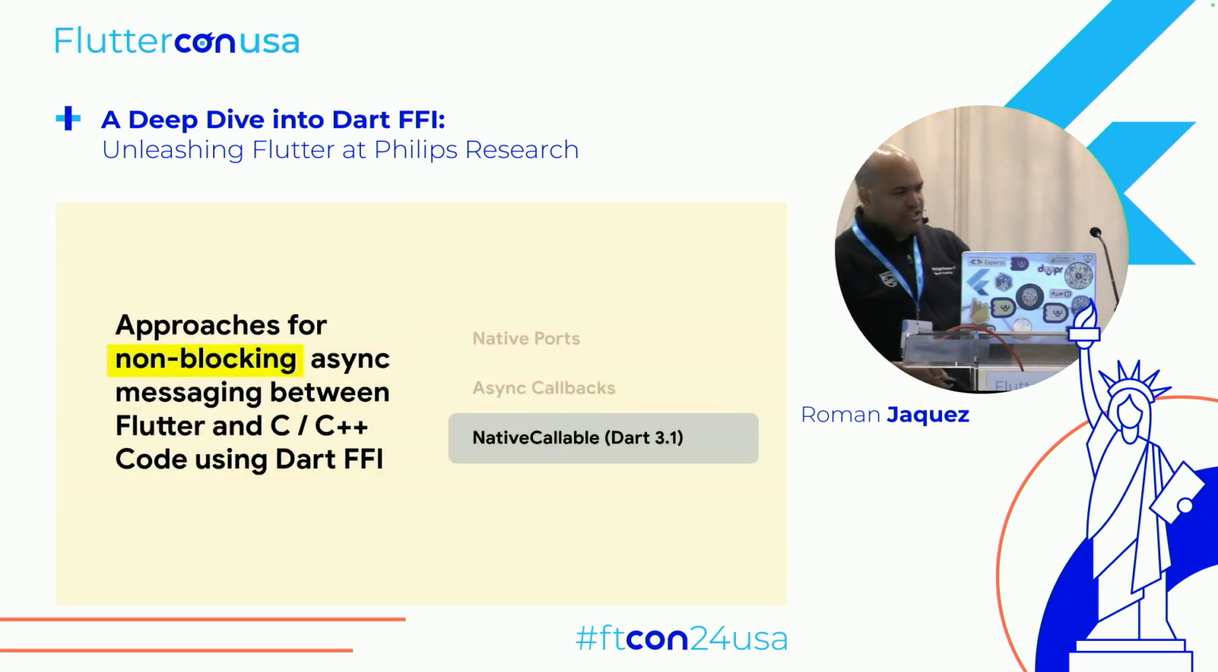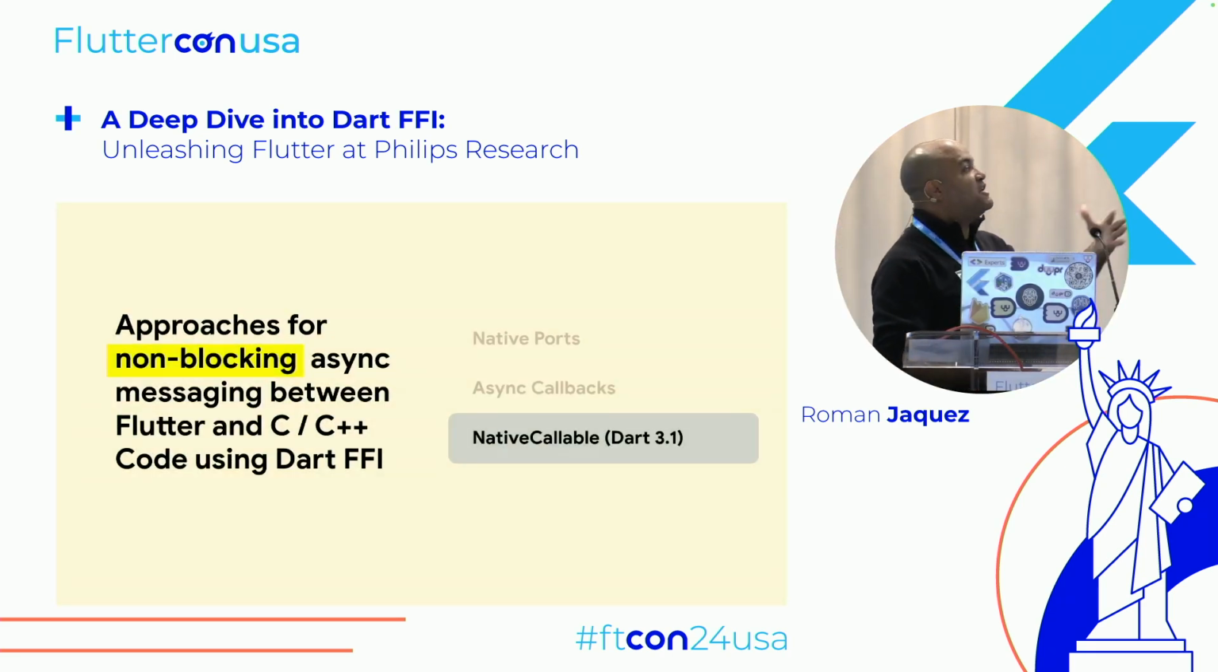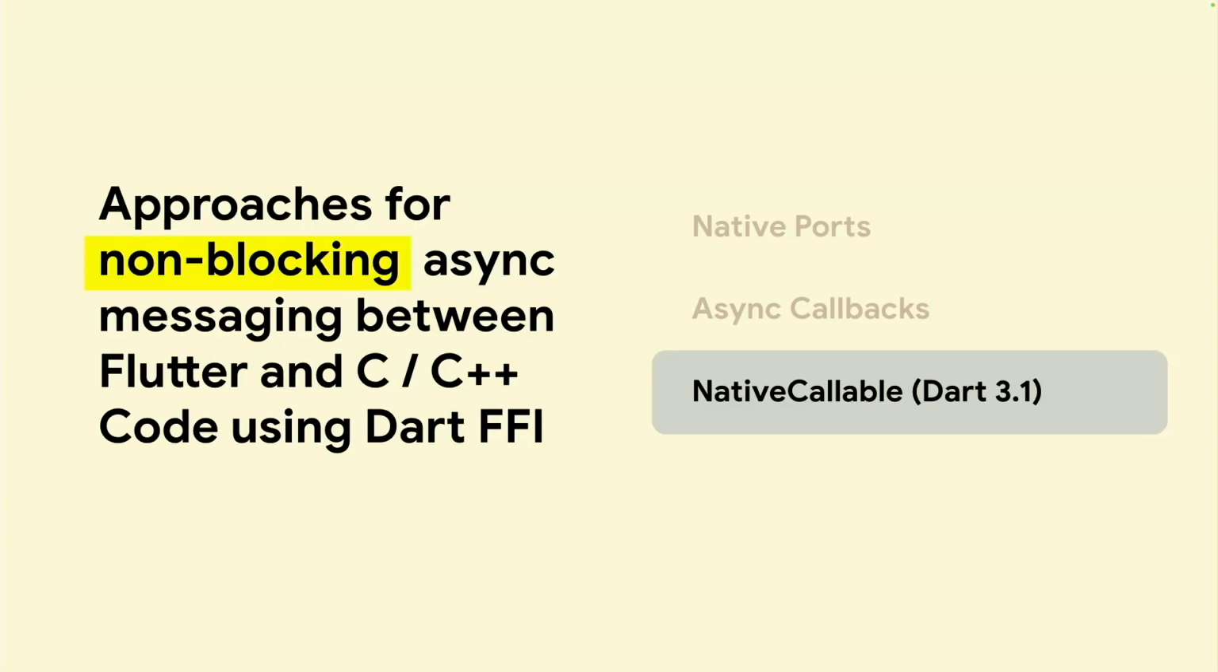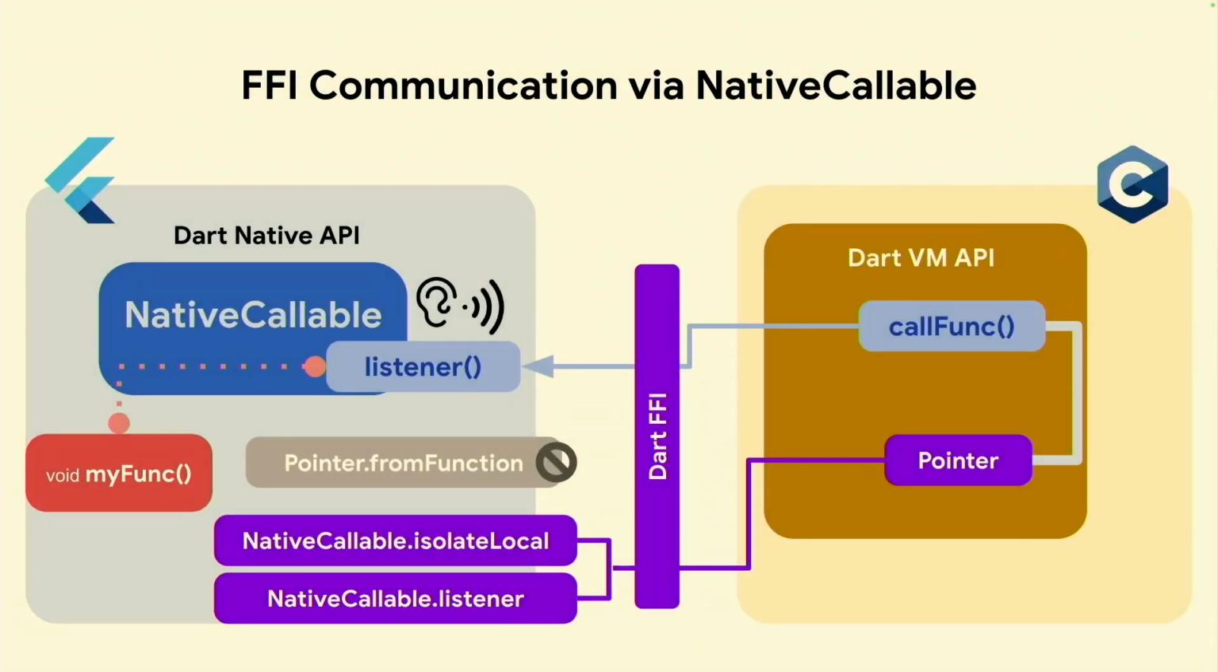Now, the last one, which is the most recommended approach and the most modern approach, as part of the improvements to native interop in version 3.1 in Dart, Dart added the native callable, which is a specialized class within the Dart FFI that facilitates seamless communication between Dart and native code. Can anybody tell me what's missing in here?